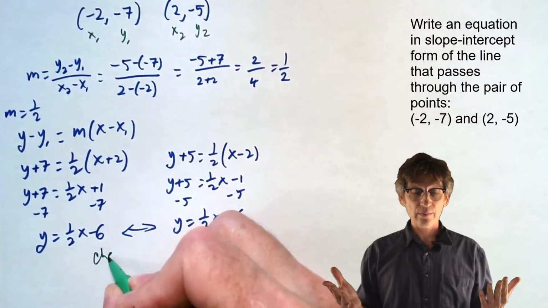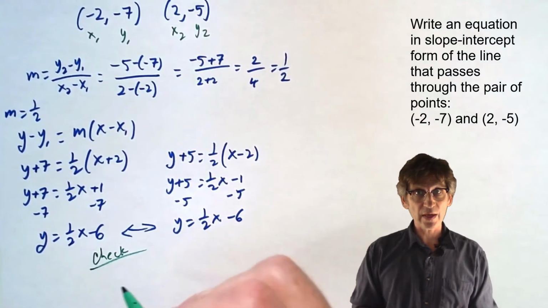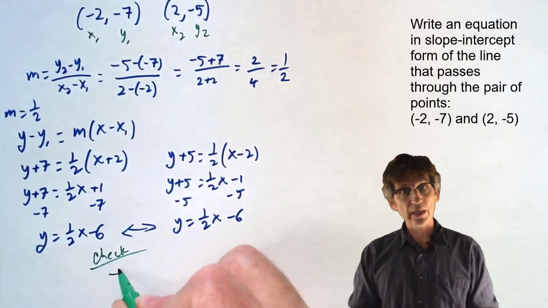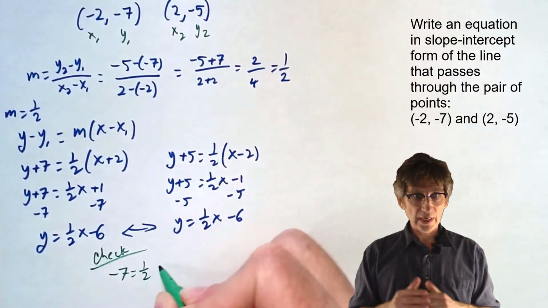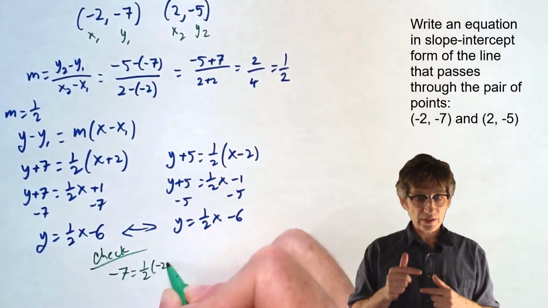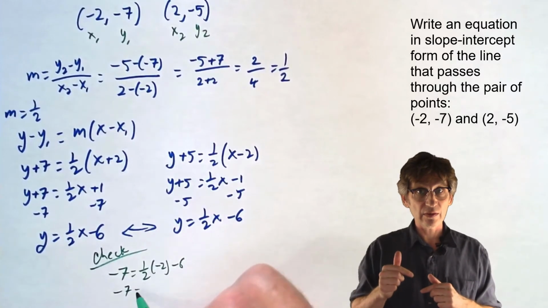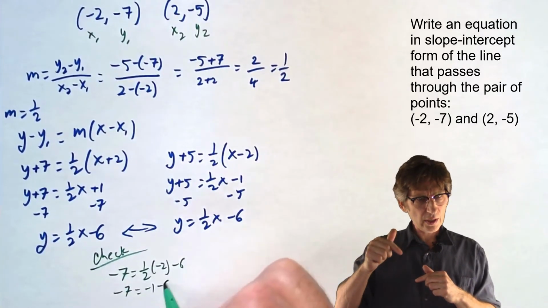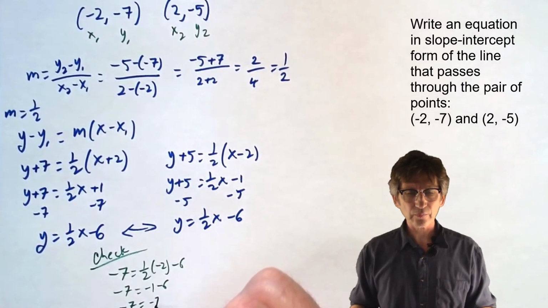Now let's check. So we start with the equation we came up with, y equals 1/2 x minus 6. We're going to plug in the ordered pair (-2, -7). So -7 equals 1/2 times -2 minus 6. -7 equals -1 minus 6. -7 equals -7. Good. Other one.